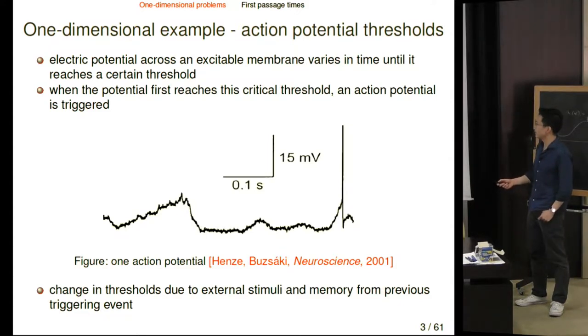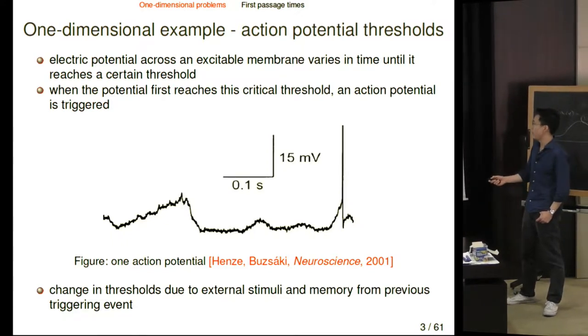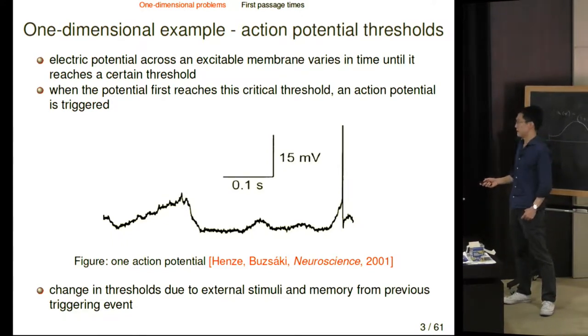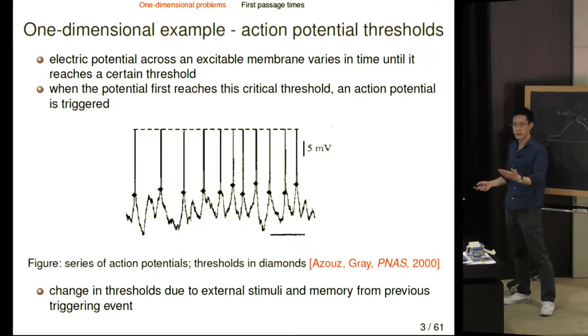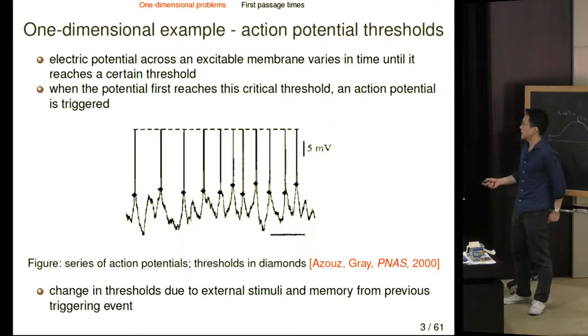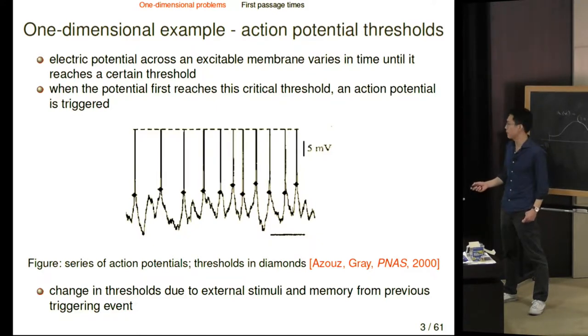Here's the potential across an excitable membrane. Maybe there's a deterministic component as well, but there's some stochastic component. It fluctuates, and at some point it reaches a certain threshold and triggers an action potential. But if you look at a series of them, the potential at which it triggers depends on time. It varies from triggering to triggering, due in part to external stimuli and also memory from a previous triggering event.